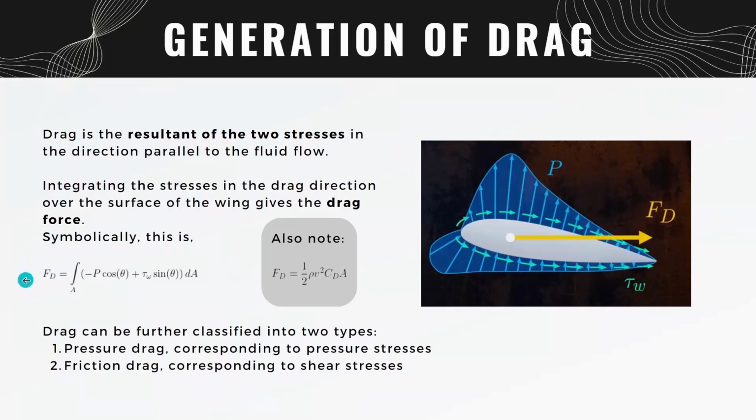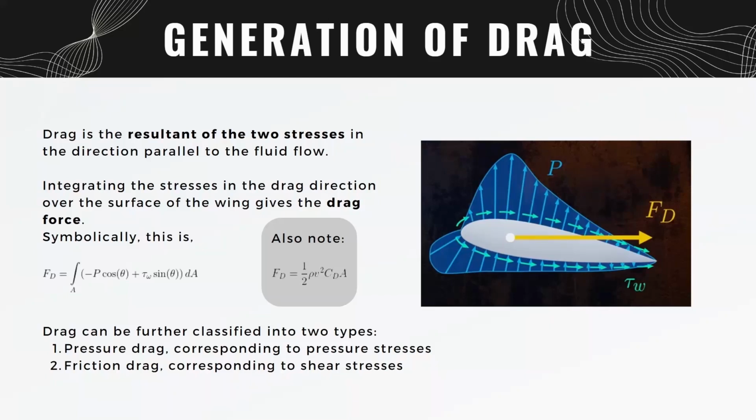Similar to how we found problems in calculating lift, we also find it harder to calculate P and tau omega. So there's another formula known as the drag equation, similar to how we saw it in lift, that we can use to calculate drag easily and experimentally.